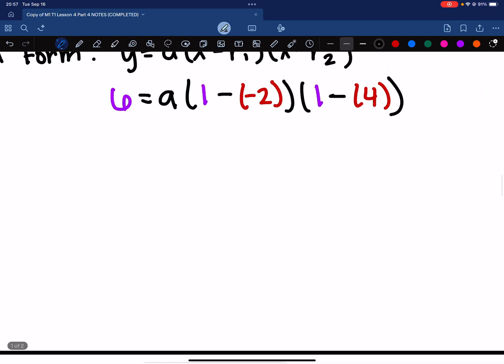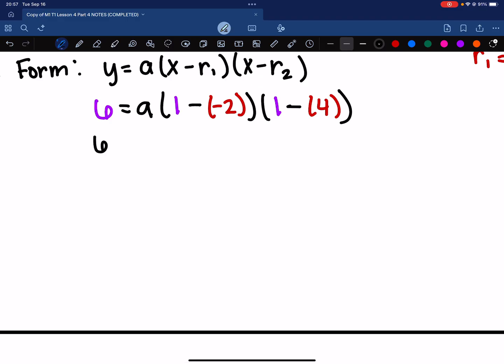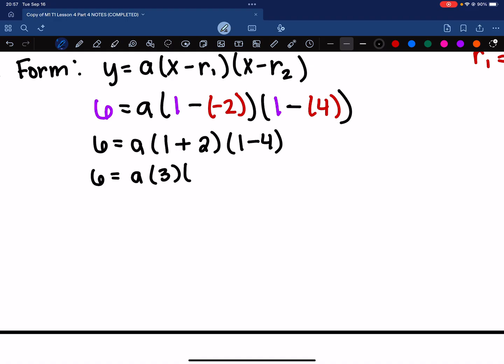So here we go. Order of operations says we need to clean up that inside because it is a mess. The first thing I want you to see is we have a double negative, and in the math world, two negatives make a positive. Over here we still have 1 minus 4. Now we can simplify inside the parentheses. 1 plus 2 is 3, and 1 minus 4 is negative 3. Then we can multiply. 3 times negative 3 is negative 9. So that gives us negative 9a.